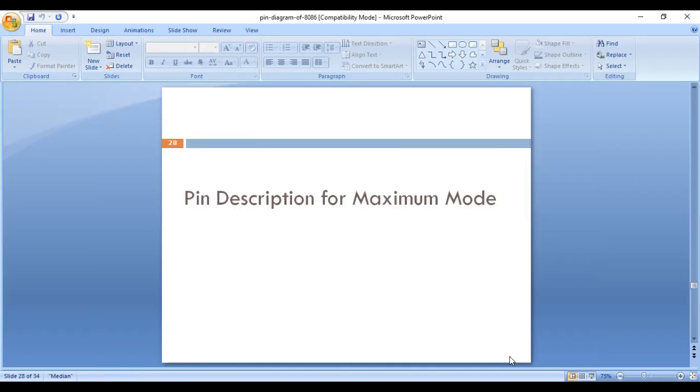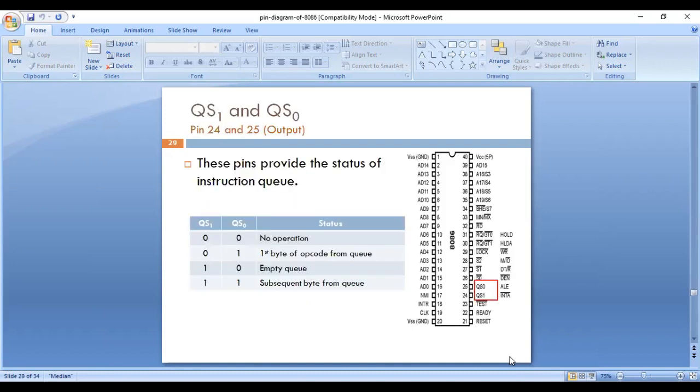Next, the pin description for maximum mode. From pin number 24 to pin number 25, which is the queue status, QS1 and QS0. When both are 0, no operation. When QS1 is 0 and QS0 is 1, the first byte from the queue is fetched. When QS1 is 1 and QS0 is 0, it will empty the queue, and when both are 1, the subsequent byte, which is the next byte from the queue, will be fetched.